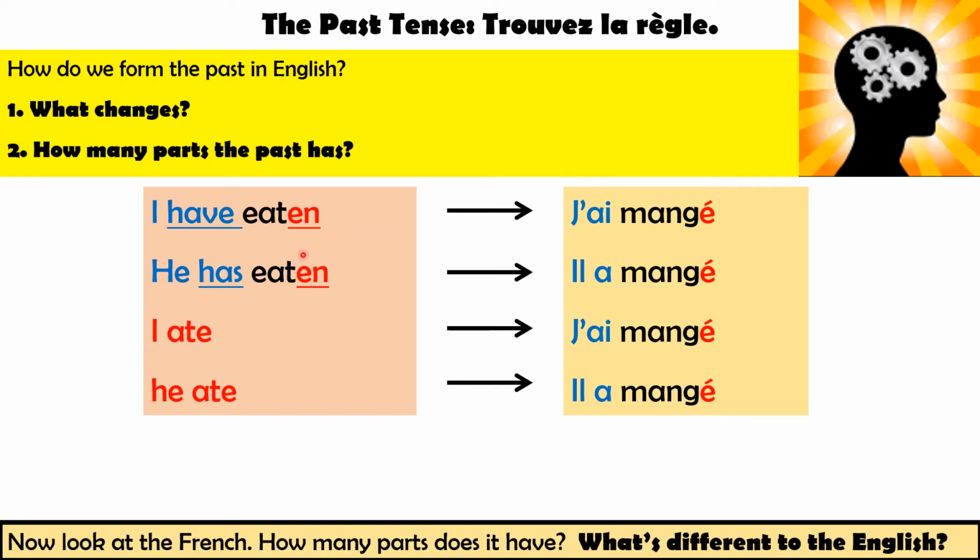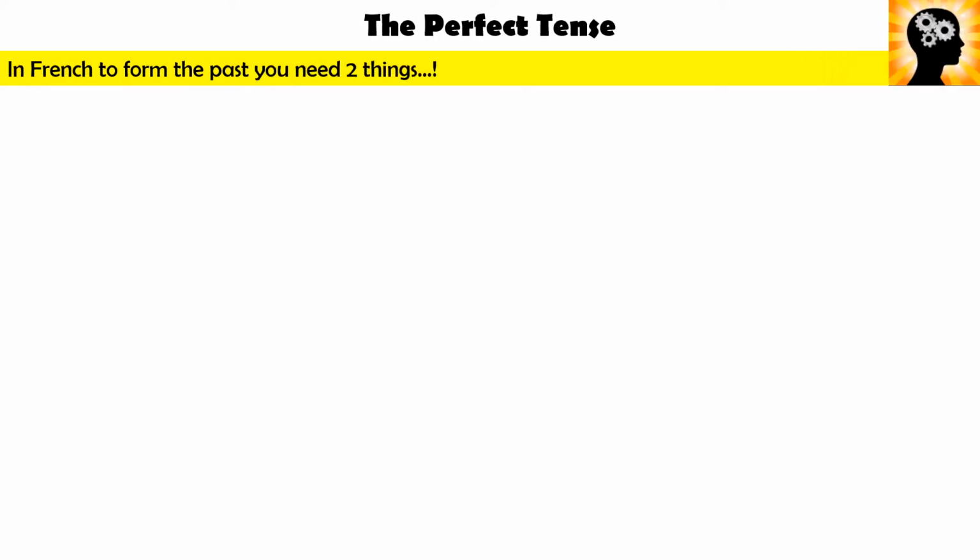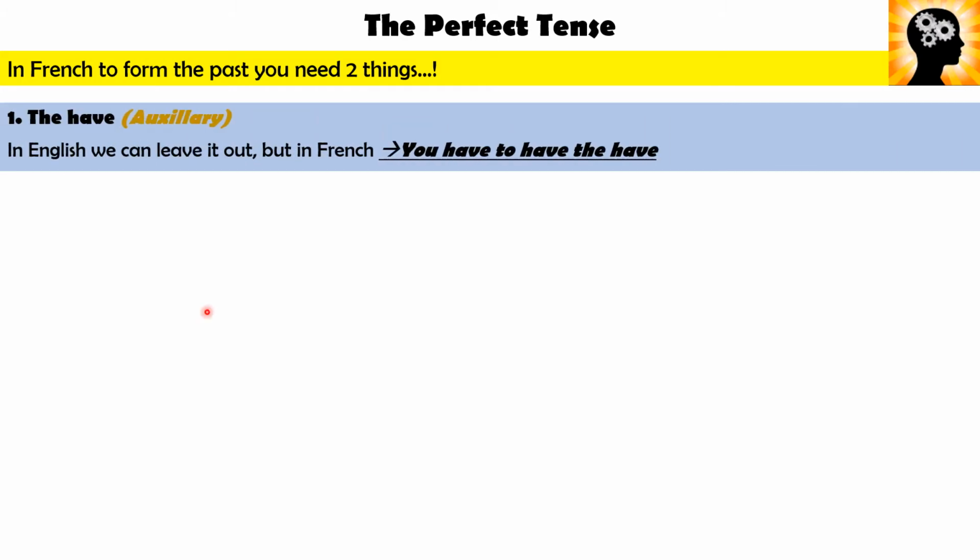In English we can say I ate, I played, I watched, I did, I wanted, whereas in French you can't do that. You never say I played, you never say I watched. You cannot do that in French because our fundamental rule is this, guys. Rule number 1 for the French past tense is you have to have the have. You never say I played. You never say I watched. You always need to say I have played, I have watched. Glenthorne, you have to have the have.